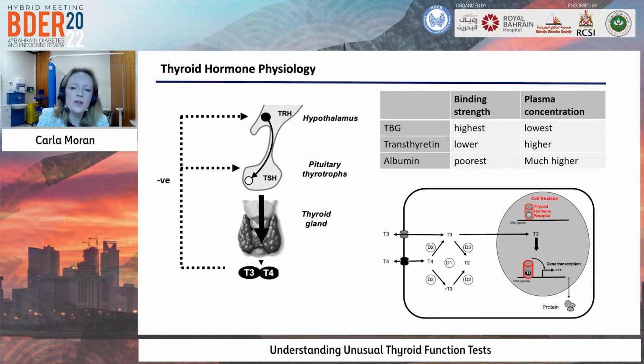The vast majority of thyroid hormones circulate in bound fashion. So they're bound to thyroid hormone binding proteins, and these are TBG, transthyretin, and albumin. Free thyroid hormones enter the cell through thyroid hormone transporters located on the surface of the cell. And T4 is converted to T3 by deiodinase enzymes. T3 then is the active form of thyroid hormone, and it binds to the thyroid hormone receptor, which is located within the nucleus of target cells.